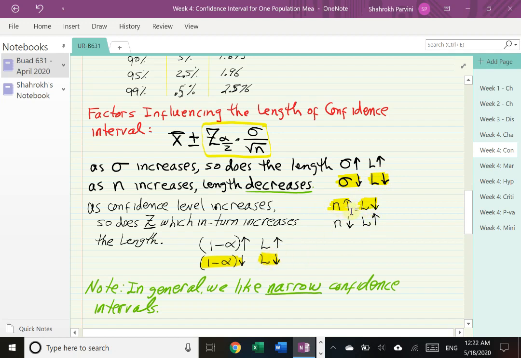And what else can we do? Well, sample size n. In fact, the length of the confidence interval is inversely proportional to the square root of n. It means a reciprocal relationship with the sample size. In a reciprocal relationship, the bigger the denominator, the smaller the whole fraction gets. So, as the sample size increases, because it's in the denominator, the length of the confidence interval will shrink, which is a good thing. And if you drop your sample size, the length increases.